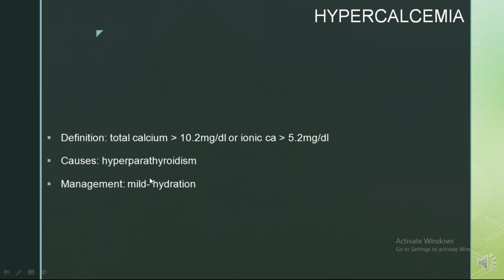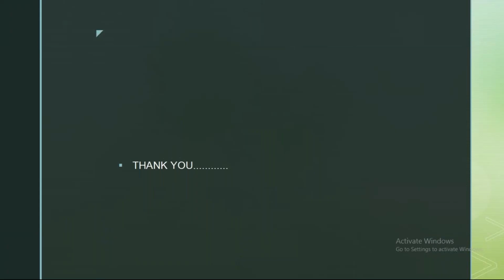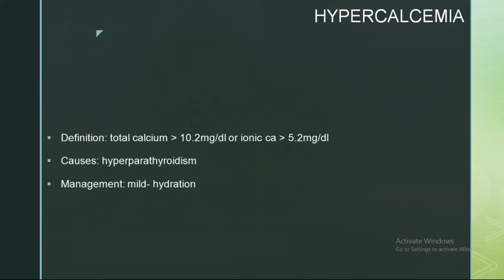Management: if it is mild, you could manage it by hydration. Hydration means you need to infuse the patient with roughly 100 to 200 ml of normal saline per hour. The concept is forced saline diuresis, which means you are infusing the patient with a larger amount of saline to increase the diuresis, to increase the urine output and thereby calcium excretion. If it is mild, it is managed through hydration.